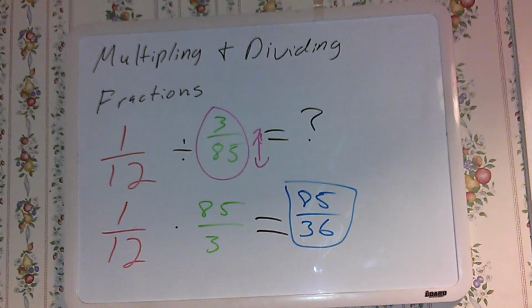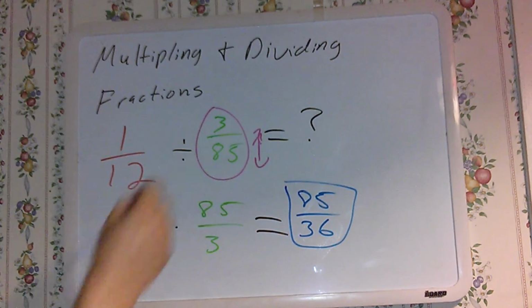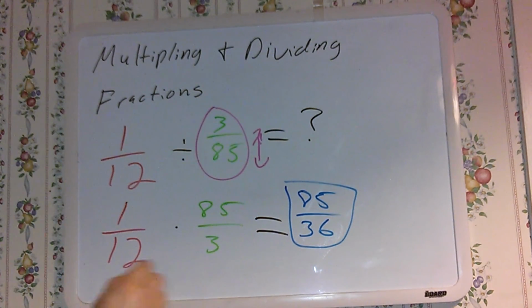Just remember when you're multiplying, no need for the common denominator. And when you're dividing, take the second number, flip her upside down, and multiply across.